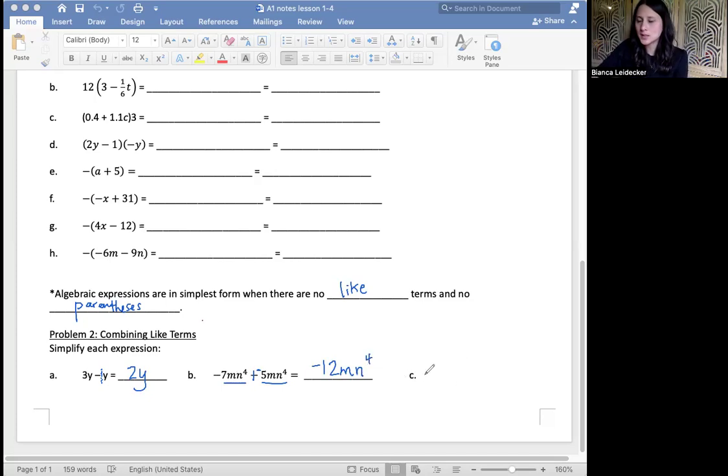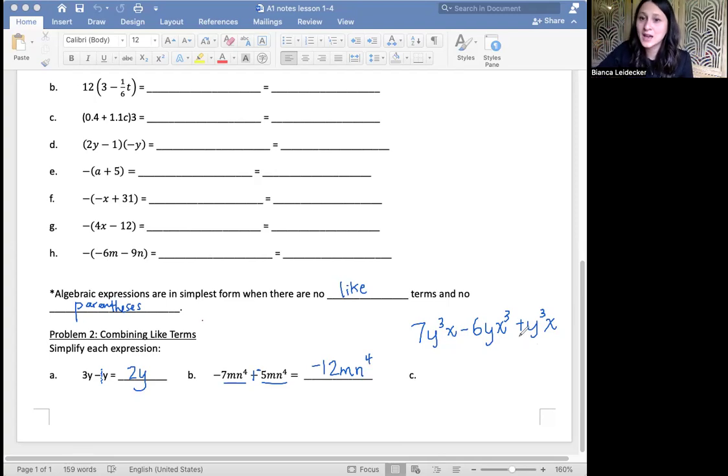Okay, last problem. It's not showing up here, but I'd like you to write this down and then do it with me. I'm going to put it up here. 7y to the 3rd power x minus 6 times y times x to the 3rd power plus y to the 3rd power x.